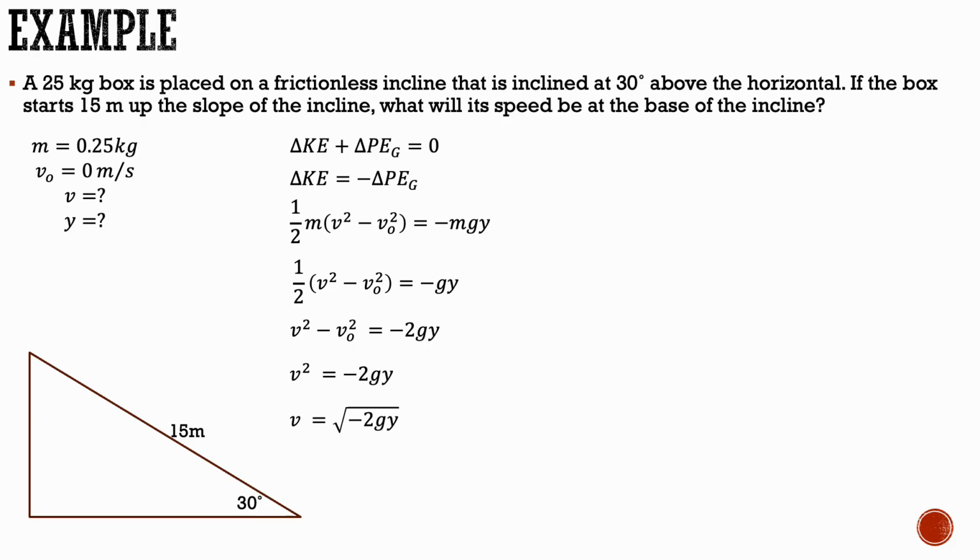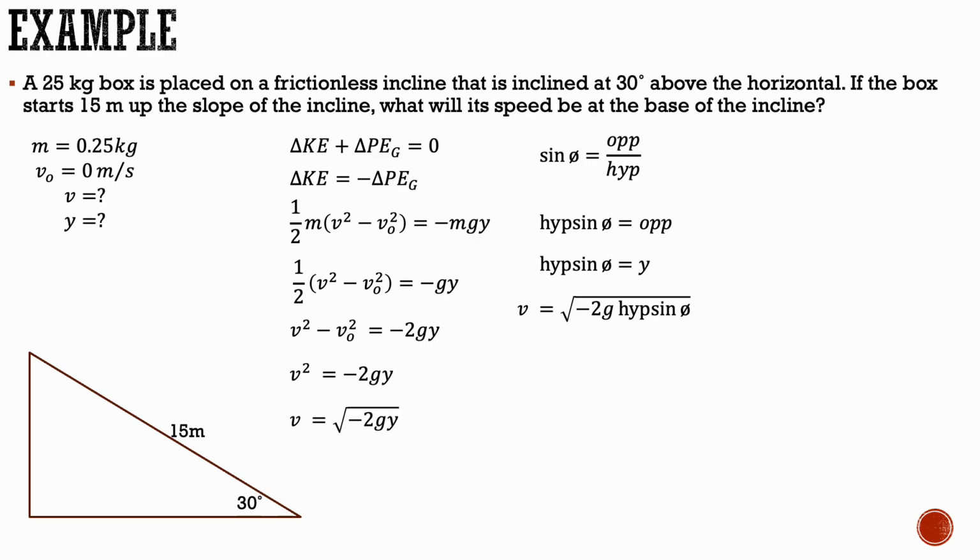Now we don't know our y yet, so we can't fully substitute our values in. So if we look at our triangle, our y would be our opposite side. We have our hypotenuse, so I would use sine. Sine we know is opposite over hypotenuse. If we multiply both sides by the hypotenuse, that gives us hypotenuse times sine is equal to our opposite, or hypotenuse times sine is our y value. So I'll just substitute that directly into our equation. So v is equal to the square root of negative 2g times our hypotenuse times sine of our angle. And substituting values in, that gives us 12 meters per second.